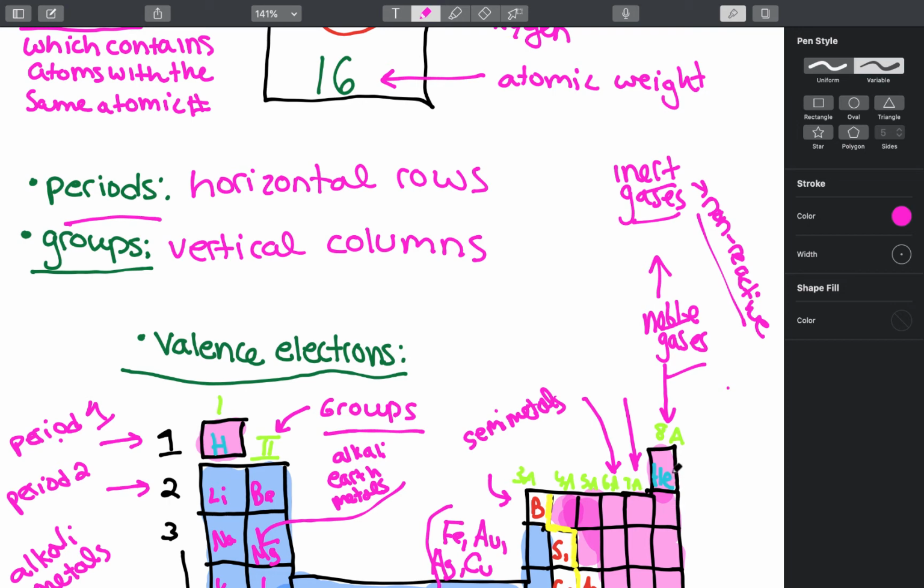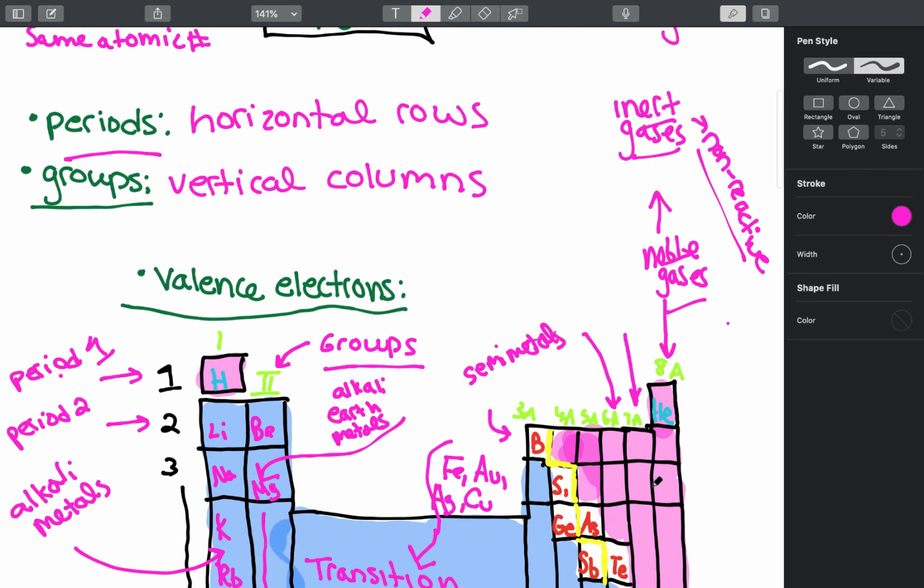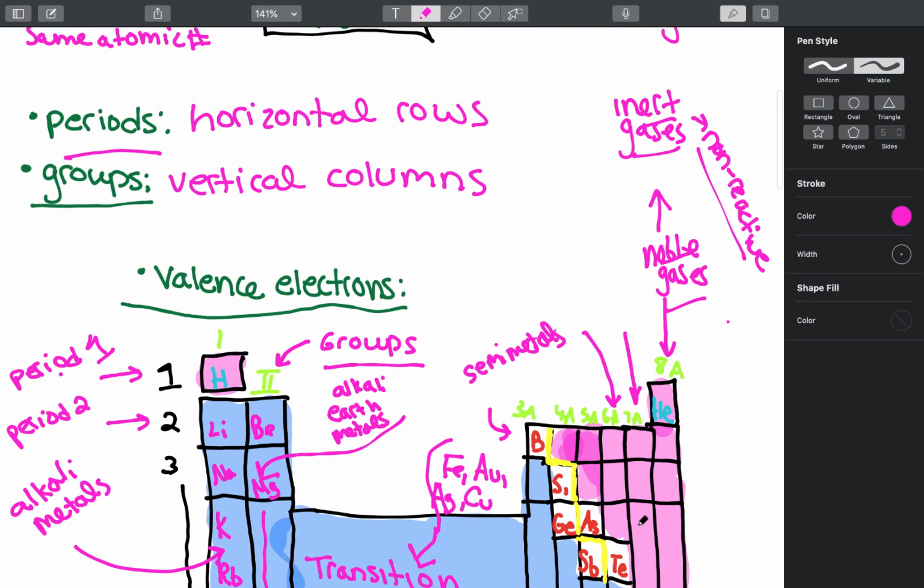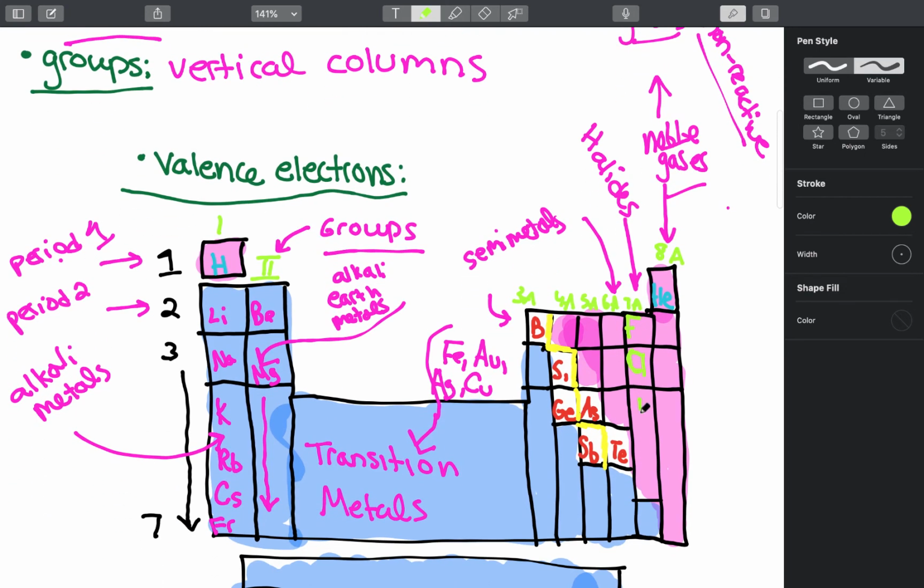They're pretty much non-reactive. The second group that we're going to talk about is group 7A, and group 7A is referred to as the halides. So halides are group 7A. This will contain your fluorine, you're going to have chlorine, and everything down below that in this group. So these are your halides.